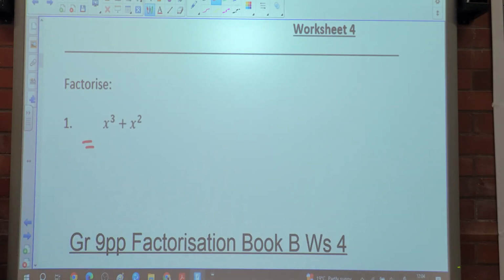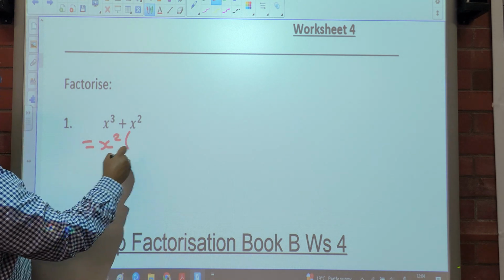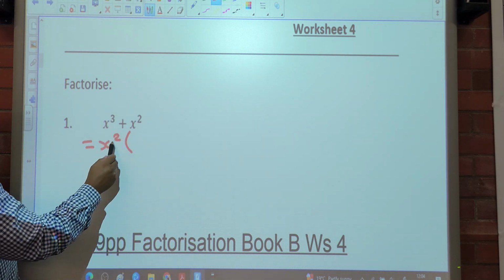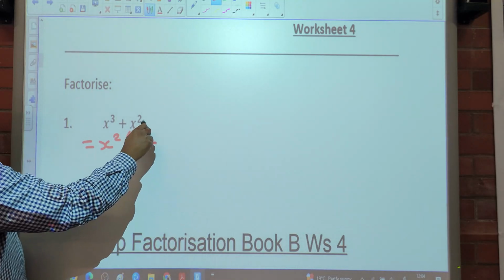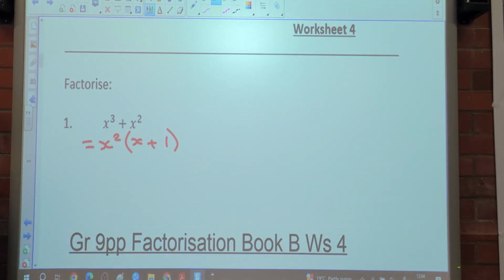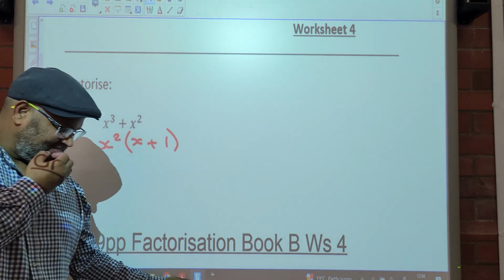Okay. What is common here? x squared is the highest common factor. So x cubed divided by x squared. What's x squared divided by x? Okay.